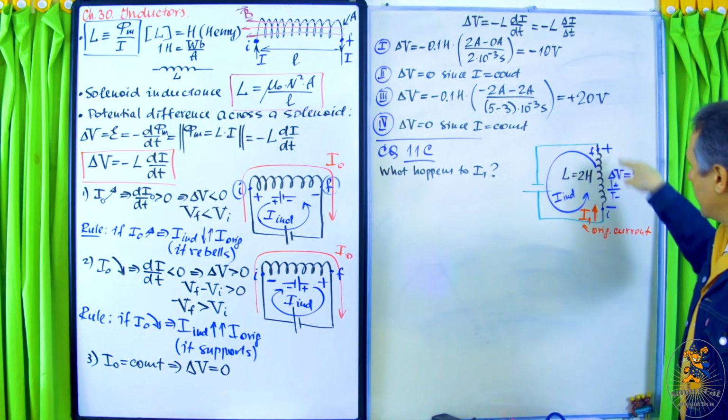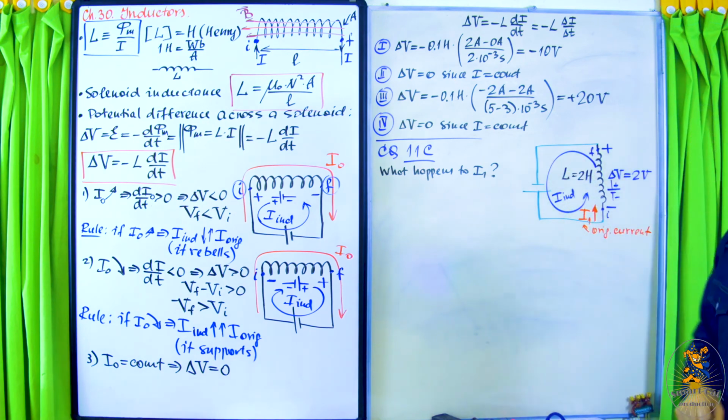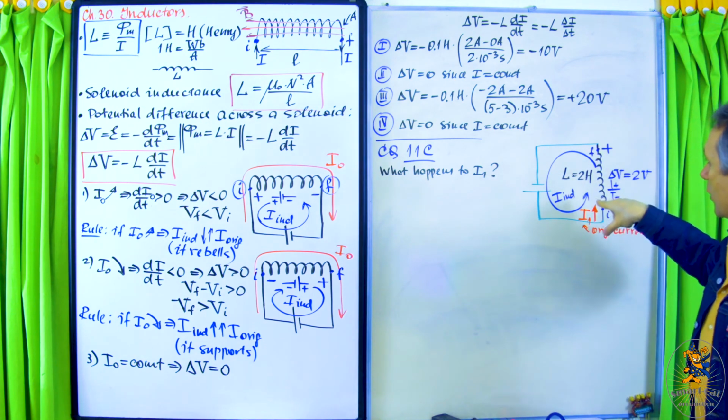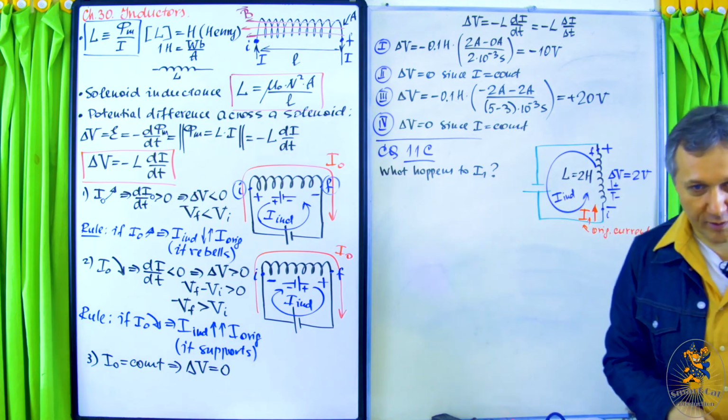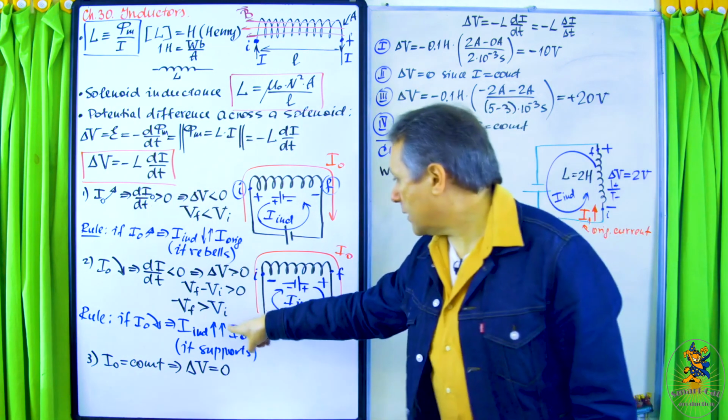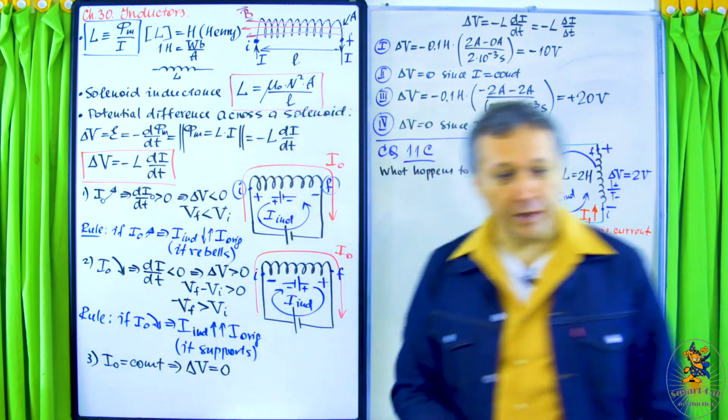So this plus and minus, of course, produce an induced current flowing counterclockwise, which is the same direction as the original current. So the same directions. It's this situation, so the original current is dying.